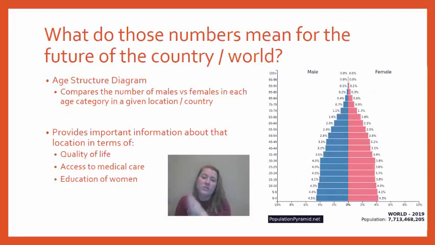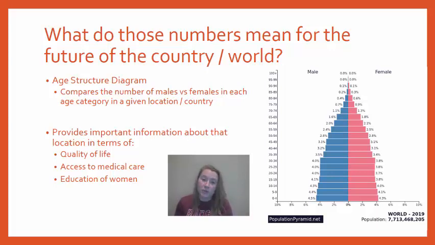But when we look at those sizes of population, that doesn't necessarily give us the full picture. If we convert those into what's called an age structure diagram, we can get a better measure of the quality of life and just the overall access to medical care, education of women, and all sorts of other factors if we group that into a better diagram.